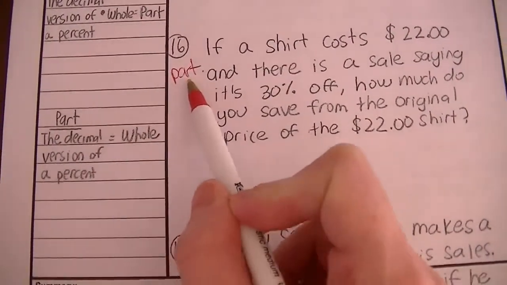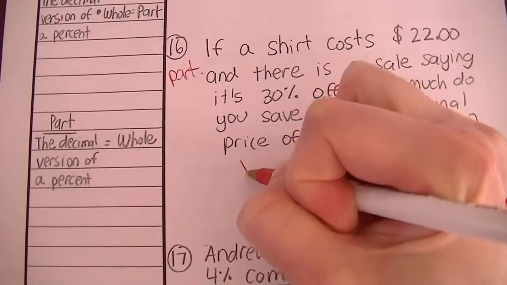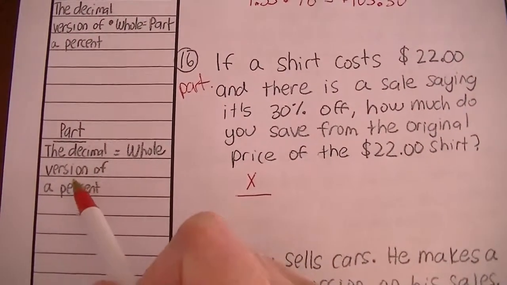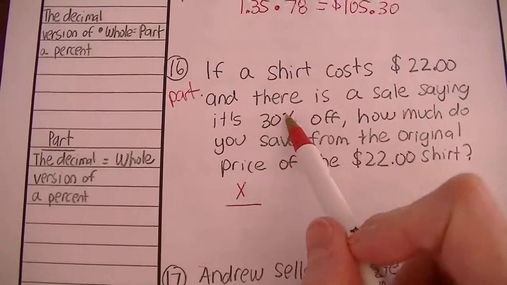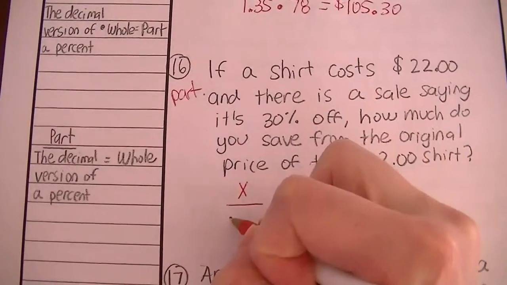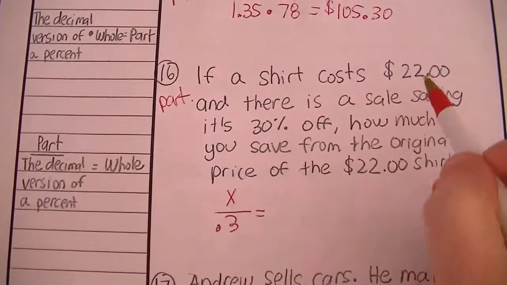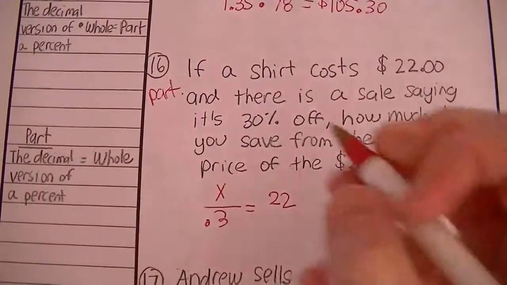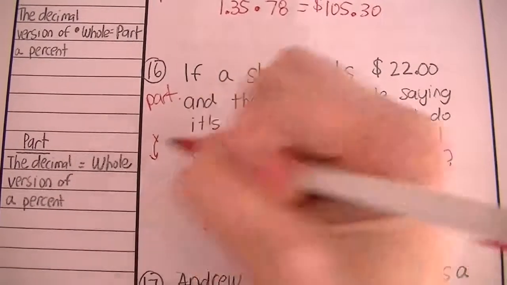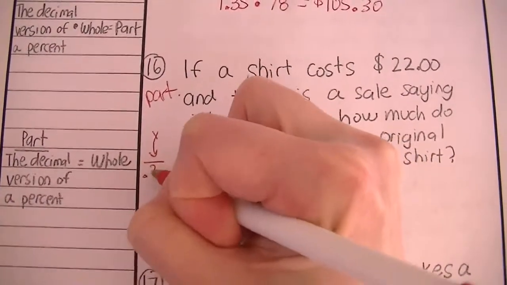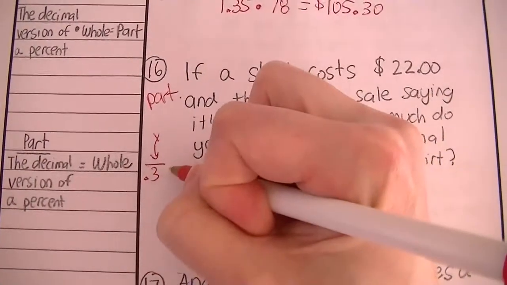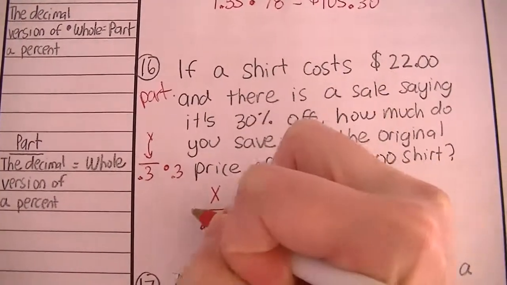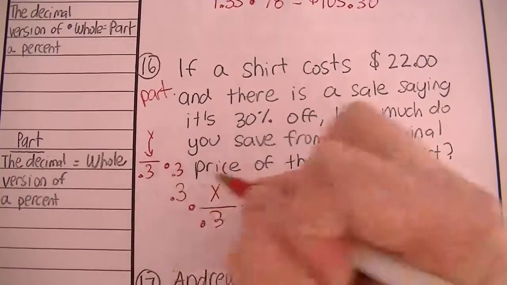So I don't know the part, so I'm going to call that x. And we're going to divide it by the decimal version of the percent. This is 0.3, 3/10. And that's going to give me the whole. The whole was $22. Okay. So when I solve this, I start with x. Then we divided it by 3/10. So the inverse operation of divide is to multiply. Multiply by 3/10. You're going to do that to both sides of that equal sign.